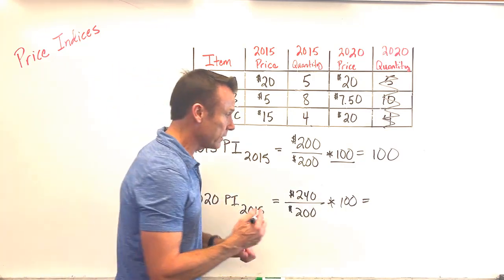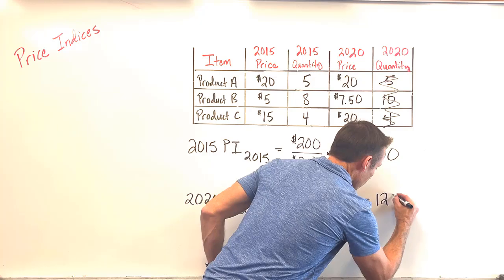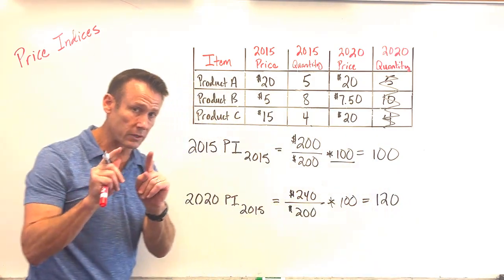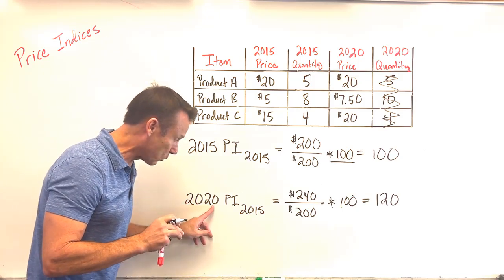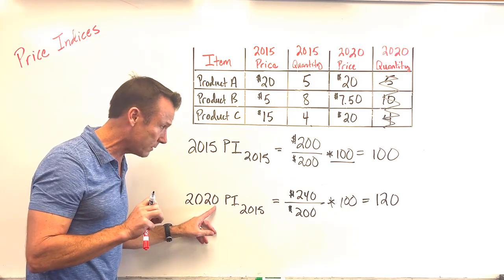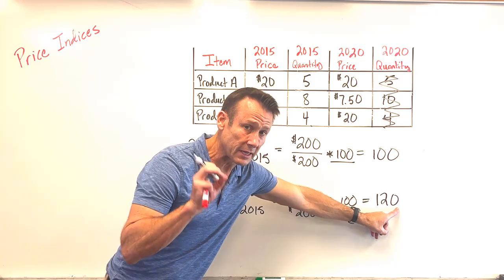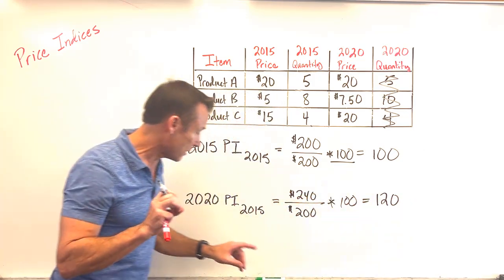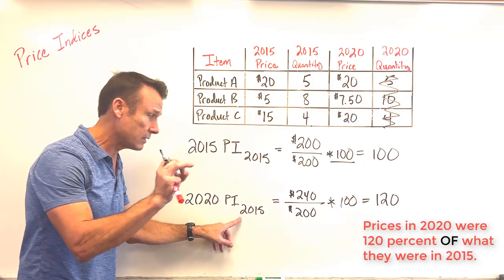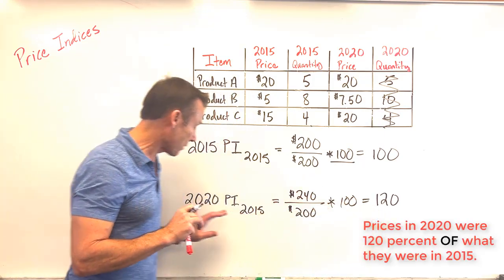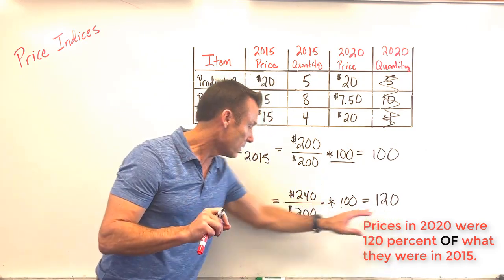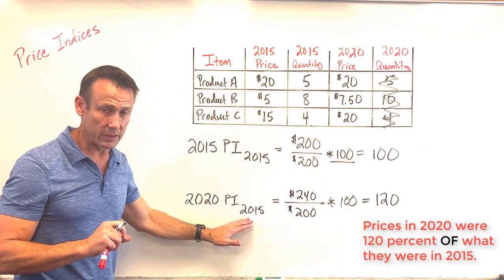Times 100 is 120. Okay, so what does this 120 mean? Really important to get this. It means that prices in 2020 were 120%. It is a percent, but we don't put the percent sign. We're 120% of what they were in 2015. That's what that means. It means prices in 2020 were 120% of what they were in 2015.